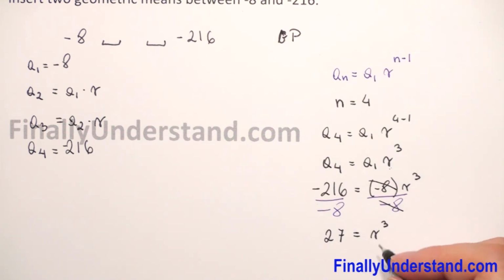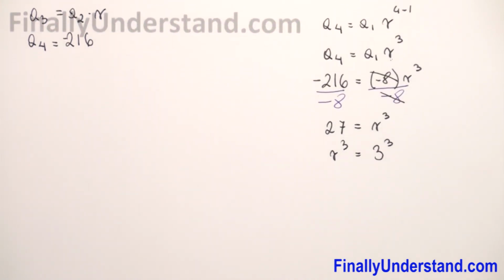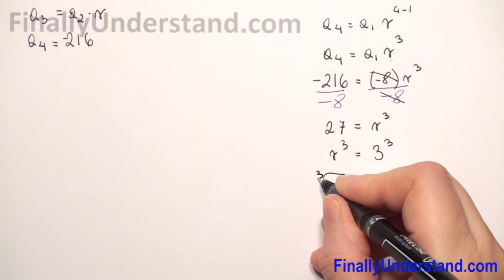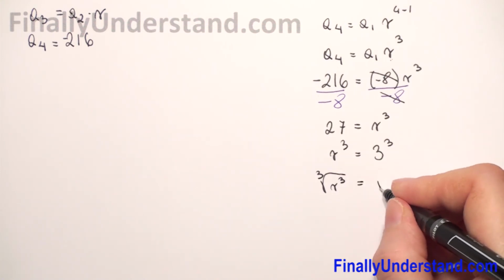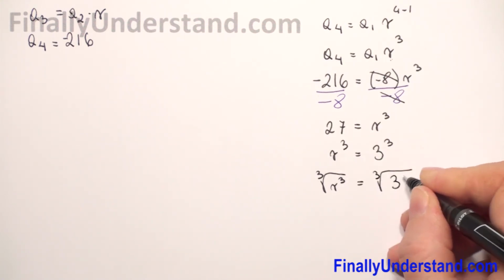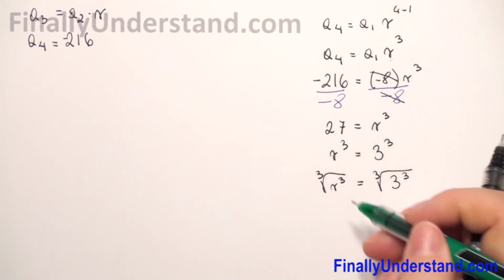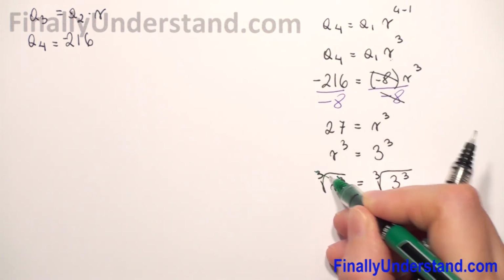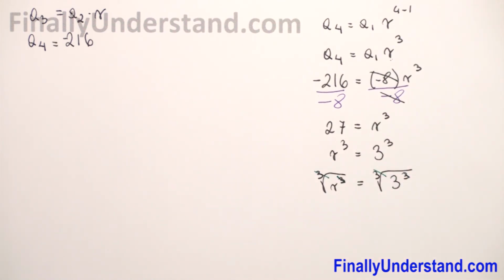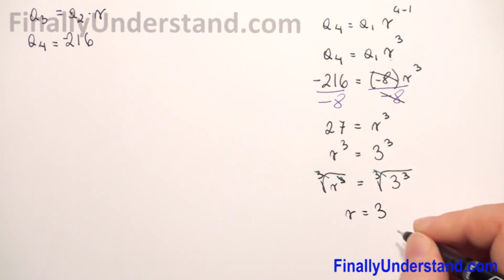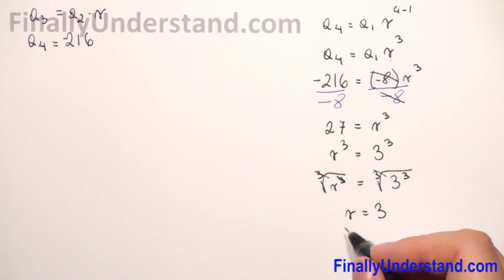So what next? We can rewrite that 27 is 3 to the third power. Let me change the sides. We have r to the third power is equal to 3 to the third power. 3 to the third is 27, I didn't change anything. And now when we take the cube root of both sides, we will have r is equal to the cube root of 3 to the third power. We see that the power we reduce with the cube root, and we have that r is equal to 3. We calculated the common ratio r.